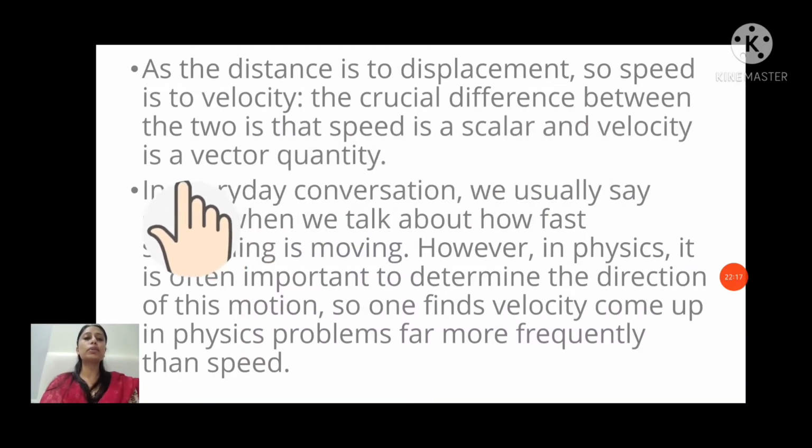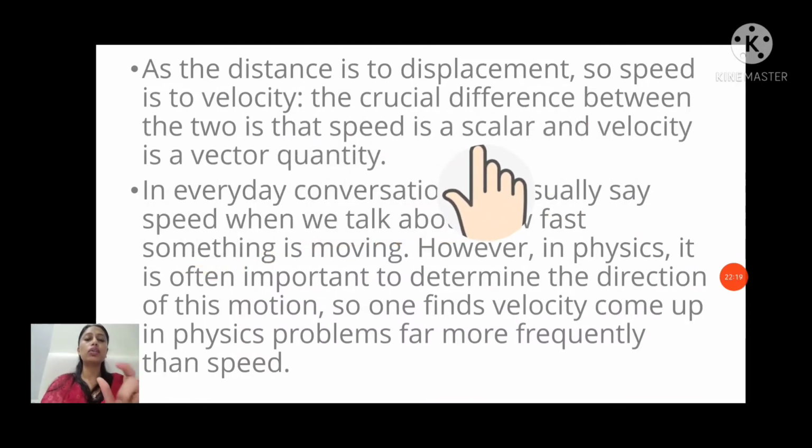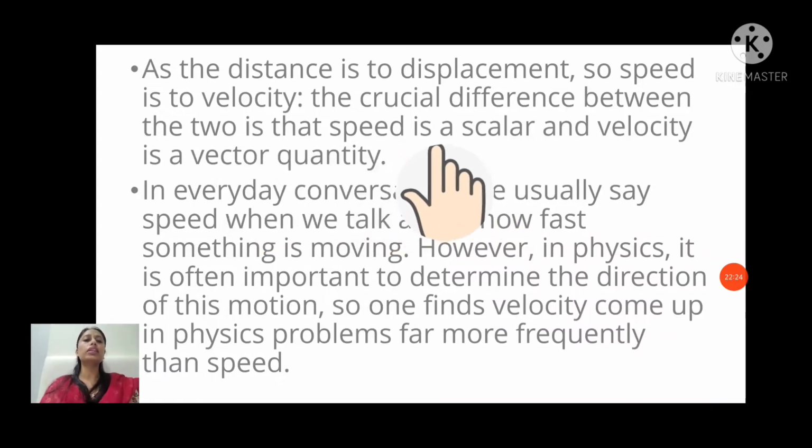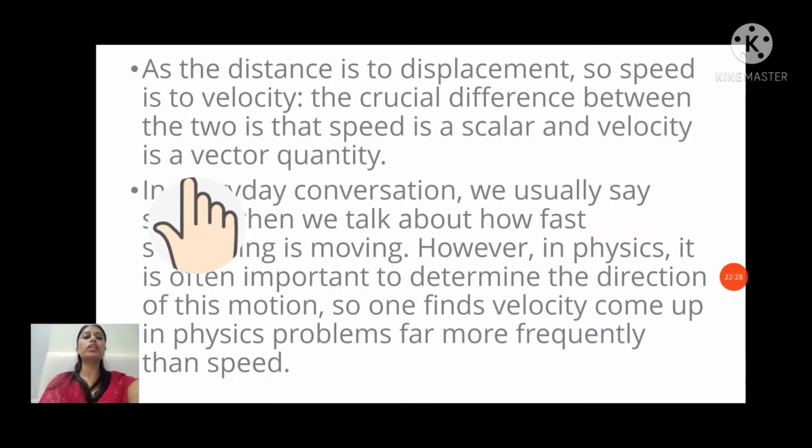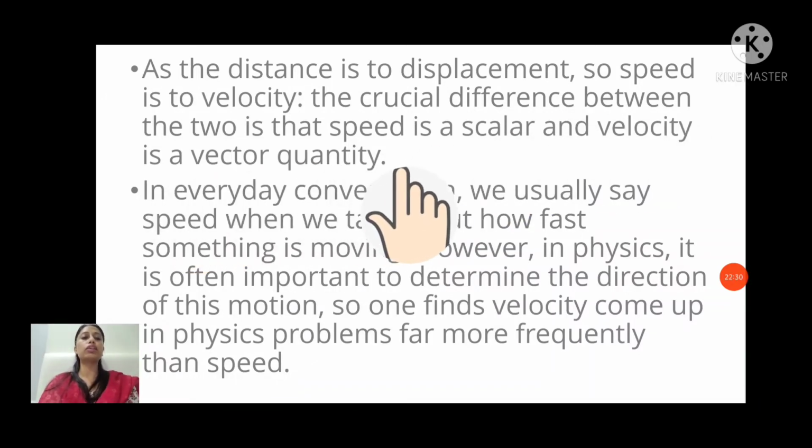The crucial difference between the two is that speed is a scalar quantity, which will not give you the direction, and velocity is a vector quantity. Velocity, being a vector quantity, gives you the direction.